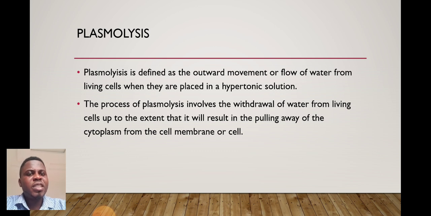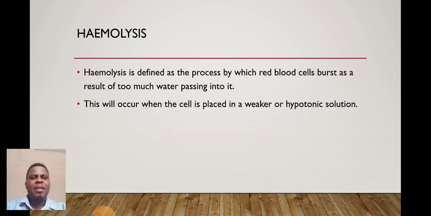So the process of plasmolysis involves the withdrawal of water from living cells to the extent that it will result in the pulling away of the cytoplasm from the cell membrane or the cell wall. When that has occurred, we say that cell is plasmolysed. So now let's look at another thing that we should know about the cell and its environment, and that is hemolysis.